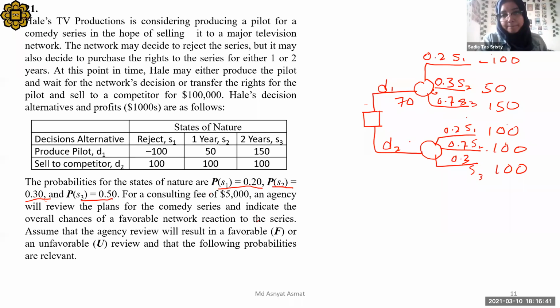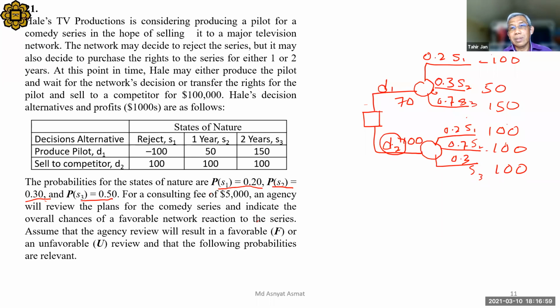Yes, it is 100, because anytime, all 100. So your decision, D2. D2, sell. You produce instead of waiting for the TV. So decision will be D2. Your payoff, no market research, 100.